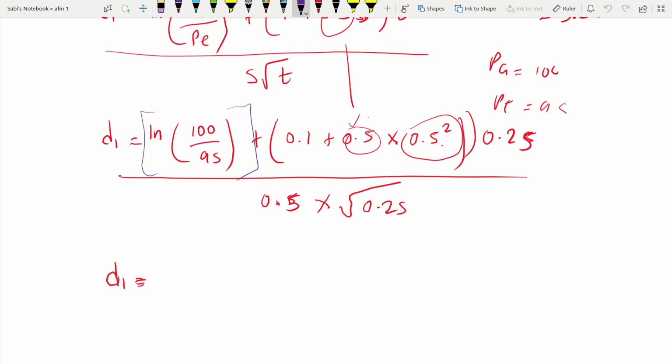Or you can do first 100 divided by 95 and then just take the logarithm of the answer. That way also you can do. But in whatever way you do, make sure the answer is the same. Okay. So try both the ways: logarithm of 100 divided by 95 at one stage, or 100 divided by 95 first and then take the logarithm of the answer. In both the ways I have tried, I have got this answer.